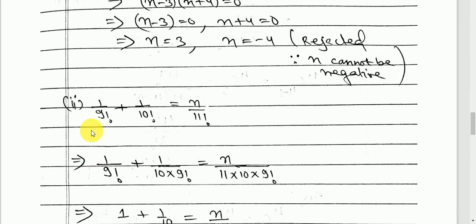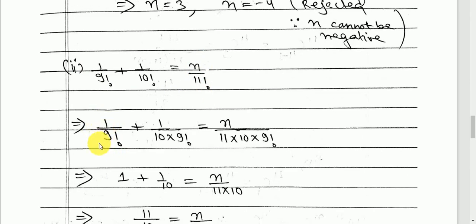Next, 1 upon factorial 9 plus 1 upon factorial 10 equal to n upon factorial 11. So here what we can do is 1 upon factorial 9 plus, since factorial 10 can be written as 10 into factorial 9, 1 upon 10 into factorial 9, is equal to n upon factorial 11, which can be written as 11 into 10 into factorial 9. So factorial 9 here cancelled, here cancelled, here cancelled.